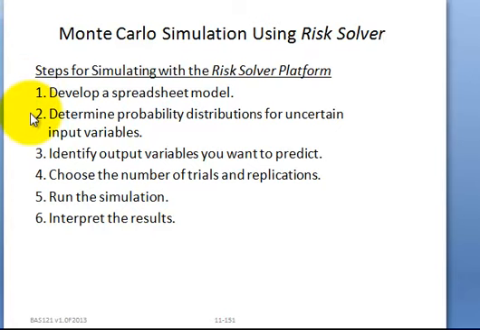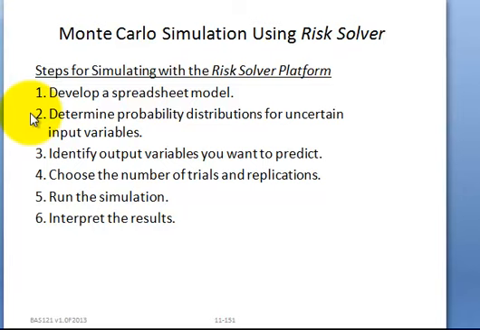Then, just like we did in the Excel example, you've got to determine some sort of probability distribution. In order to run a simulation, you've got to tell the machine what the probability distribution is for the uncertain variable. So if the uncertain variable is demand, I've got to say, is the probability distribution a normal distribution, a triangular distribution? I have lots of choices.